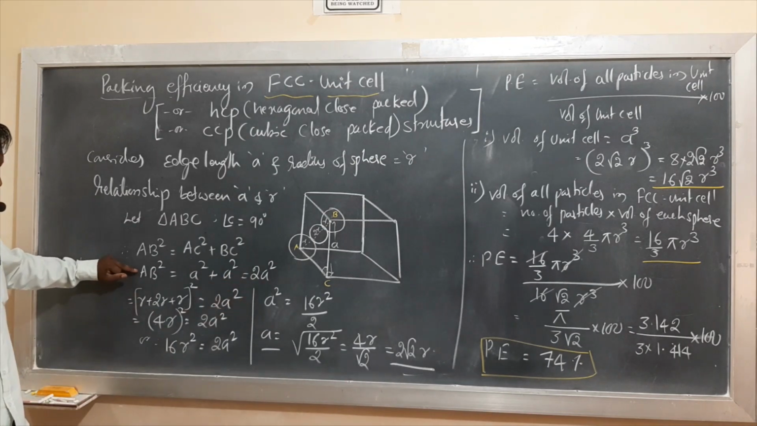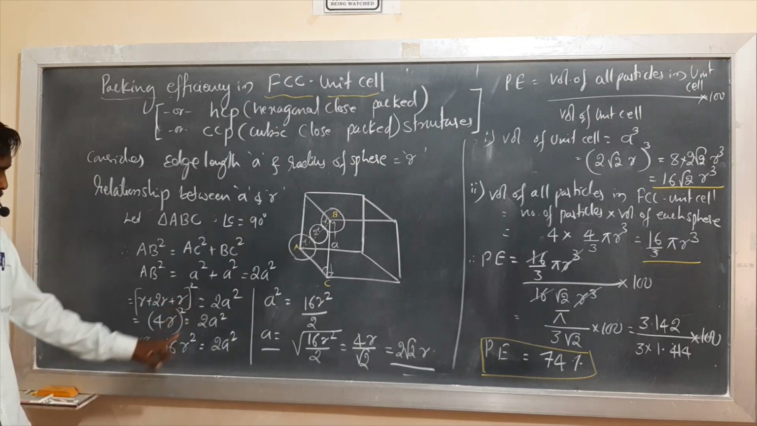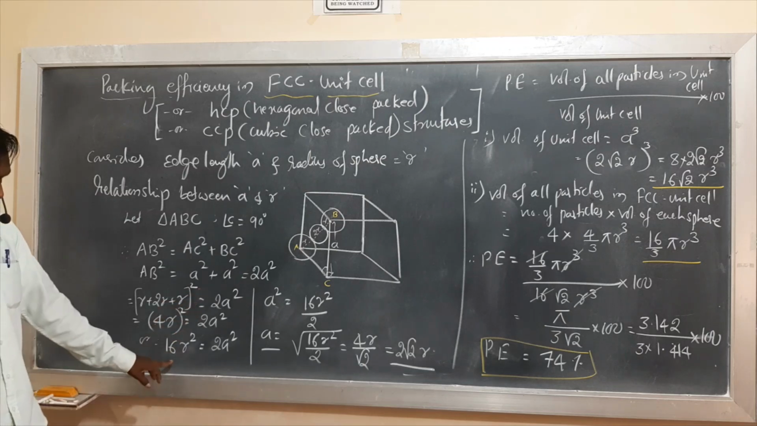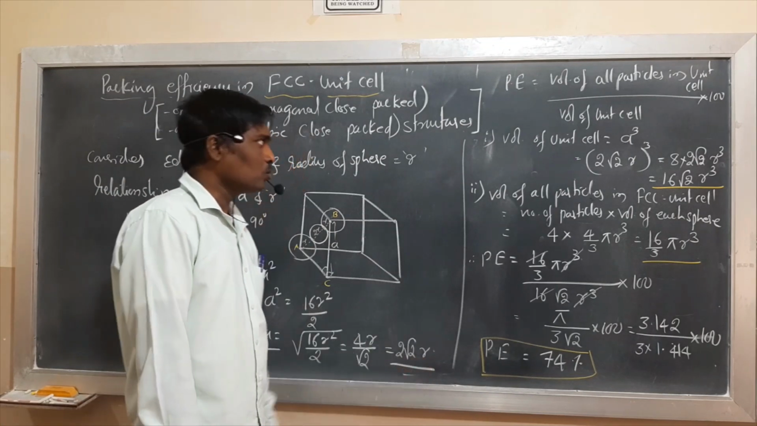For AB square, we calculated the length of this face diagonal in terms of the radius of the sphere, that is R plus 2R plus R, whole square, that is (4R) whole square. After simplifying, we get A equals 2 root 2 into R.